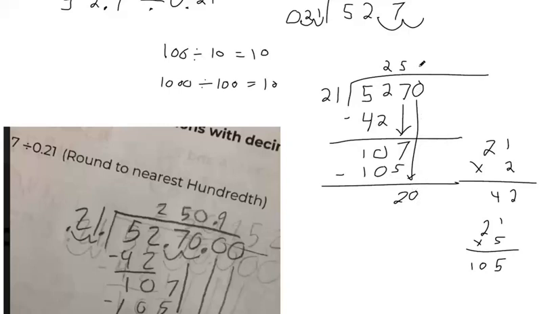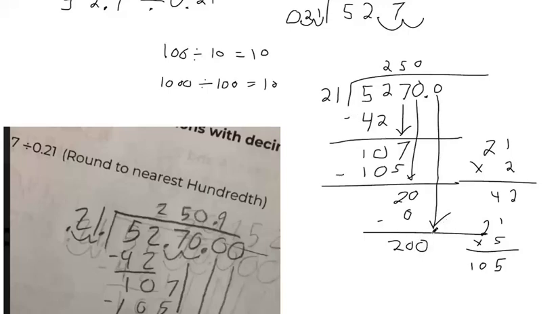21 fits into 20 0 times. It doesn't fit in without going over. So 21 times 0 is 0. We subtract those. It makes 20. And now it says round to the nearest hundredth. So look, you can get yourself infinite decimal places by putting a decimal and then a 0. And you can keep adding on zeros because that doesn't change your number. So I'm going to carry down that 0.